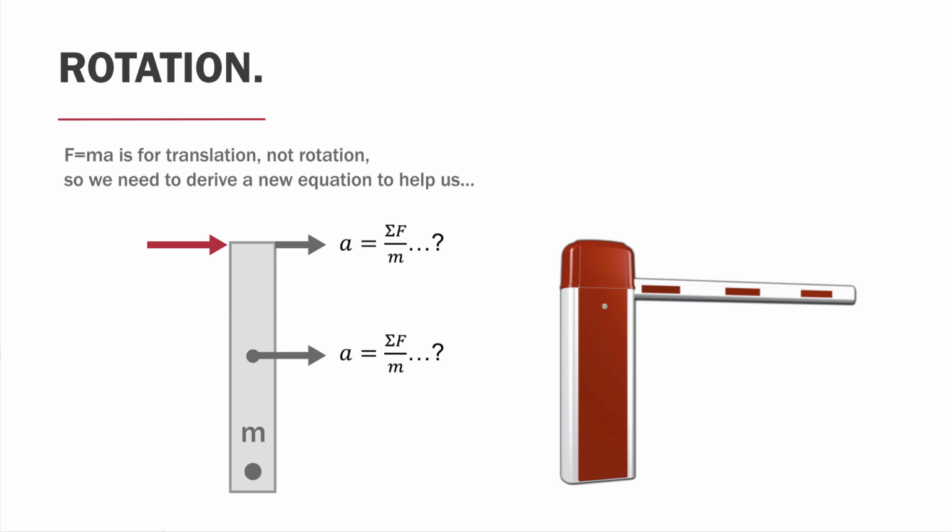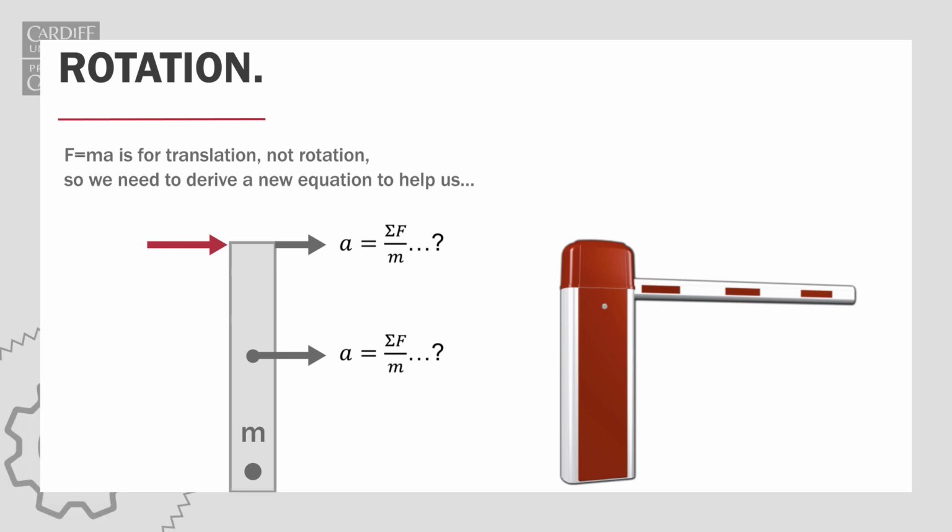So if I apply the same kind of force, P, to the top of this link here, how would I use my F equals ma equation to work out the acceleration of the link? Would I say that the acceleration of the top point near where the force is applied equals the sum of the forces divided by the mass? Or would I say that the acceleration of the centre of gravity of the link, somewhere near the middle, equals the sum of the forces divided by the mass?